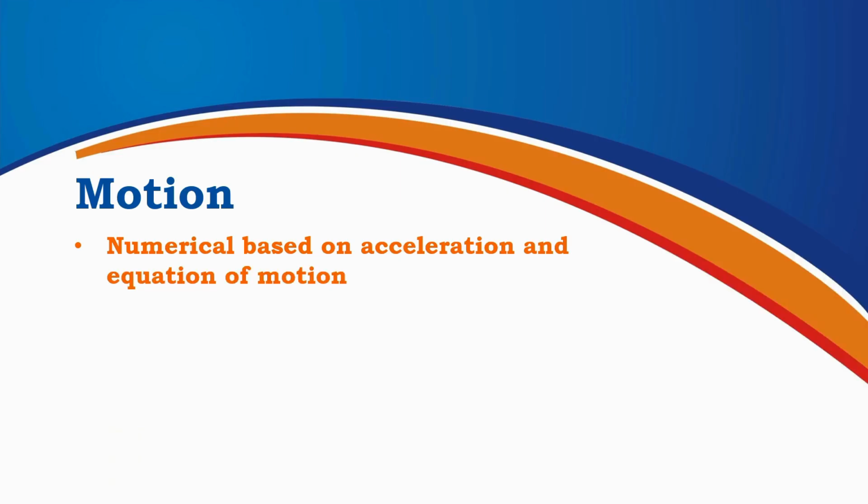Now let us move to the next set of numerical problems based on acceleration and equations of motion. In this section, we will solve different problems where an object is moving with uniform acceleration. To solve these questions, we will use the 3 equations of motion that relate velocity, acceleration, time, and displacement. By applying the correct equation based on the given values, we can easily calculate speed, acceleration, time taken, or the distance traveled by the object. Now let us start solving some numerical examples based on these equations of motion.